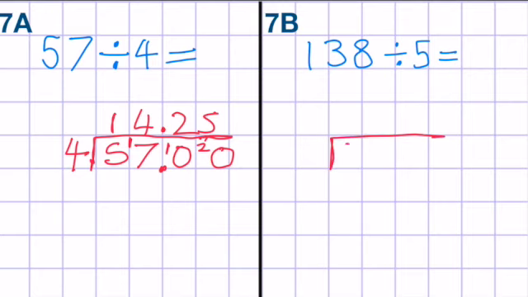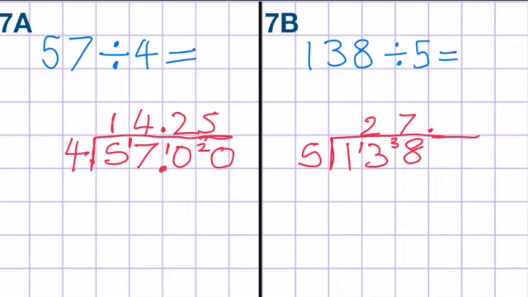Let's do 138 divided by 5. 5 goes into 1, 0. Carry the 1. 5 goes into 13 twice because 2 times 5 is 10 with a remainder of 3. 5 goes into 38 7 times because 7 times 5 is 35. That's a remainder of 3 because 38 take away 35 is 3.